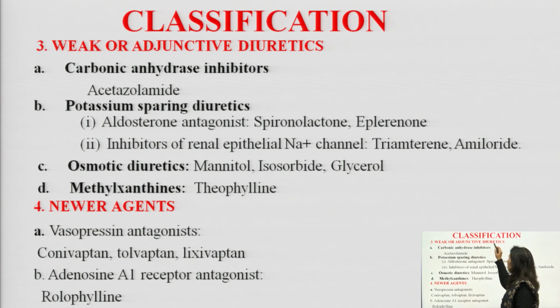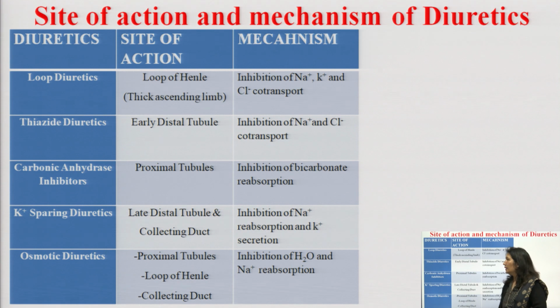Weak or adjunctive diuretics include the carbonic anhydrase inhibitors such as acetazolamide; potassium sparing diuretics, the aldosterone antagonist spironolactone being the most important; inhibitors of the renal epithelial sodium channel, triamterene and amiloride; osmotic diuretics, mannitol; methylxanthines, theophylline; and a few newer agents, vasopressin antagonists and A1 receptor antagonists.